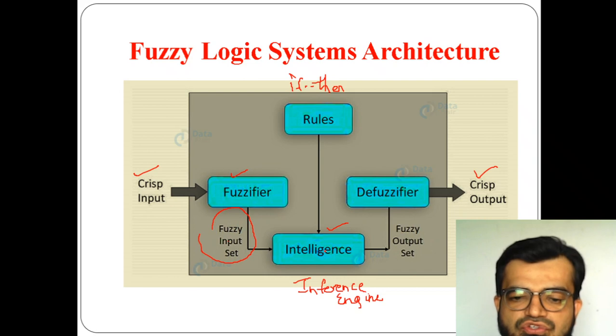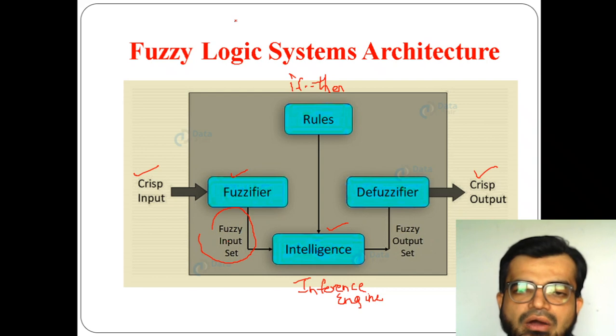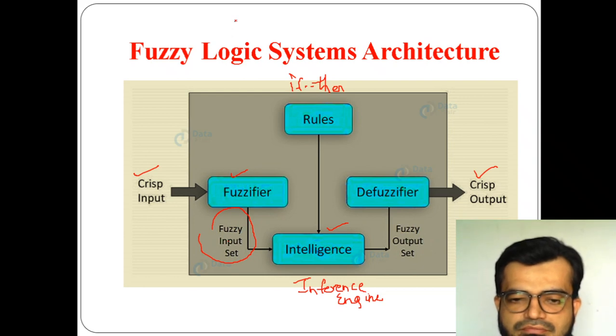That means the inference engine will take those values. As I said just now, intelligence is how the inference engine infers the value: it takes the value and infers based on the given rules. Anyhow, I will take an example and show you how these rules are adopted or implemented to get the output. You will get clarity once we take an example.